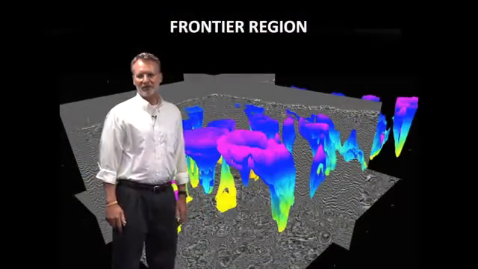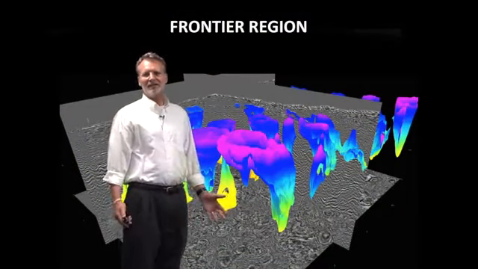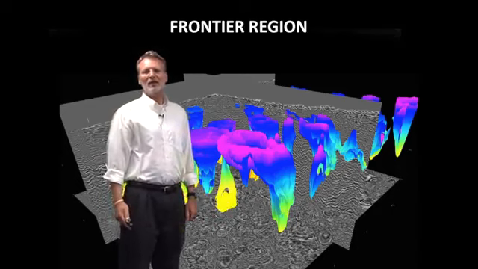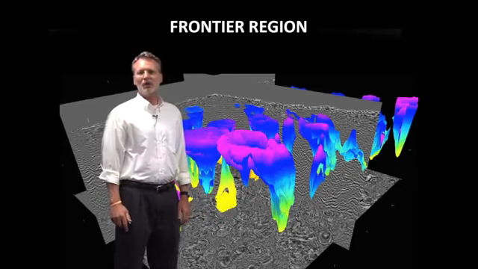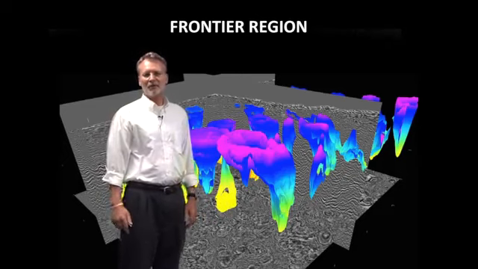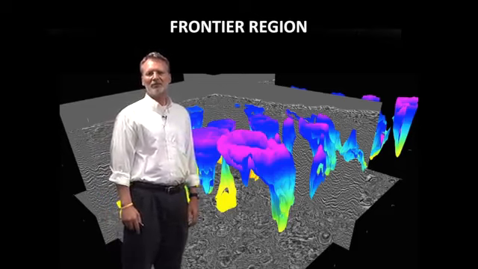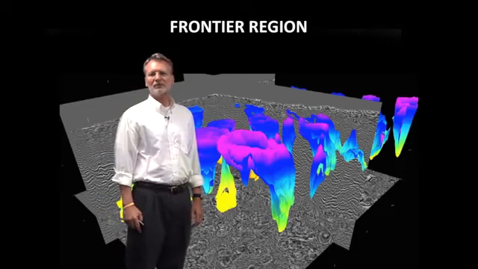A commonly used set of terms in the oil and gas industry indicate the success and maturity of exploration and production in a region. For example, a frontier region is one that has not been explored much, if at all. In these settings, geologists must rely on geophysical data to construct a geologic model of the subsurface.